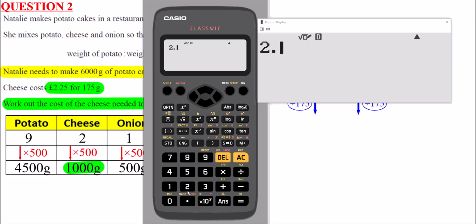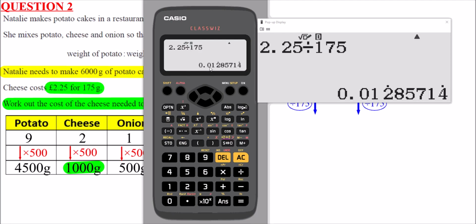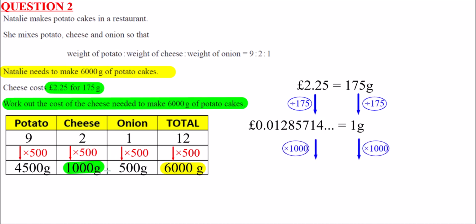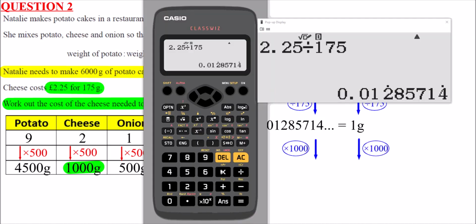So £2.25 divided by 175, 0.01, so 1 penny and a bit, so 0.01285714. A fairly awkward number, which I'll just leave there on my calculator, ready to use again. So this one here, this awkward number, that must be what it is worth for 1 gram, about a penny per gram. Then to go from 1 gram to 1,000 grams, we can finally multiply both sides of this by 1,000. So the cost of 1,000 grams, the cost of the cheese which she actually needs to pay for, is this number times 1,000.